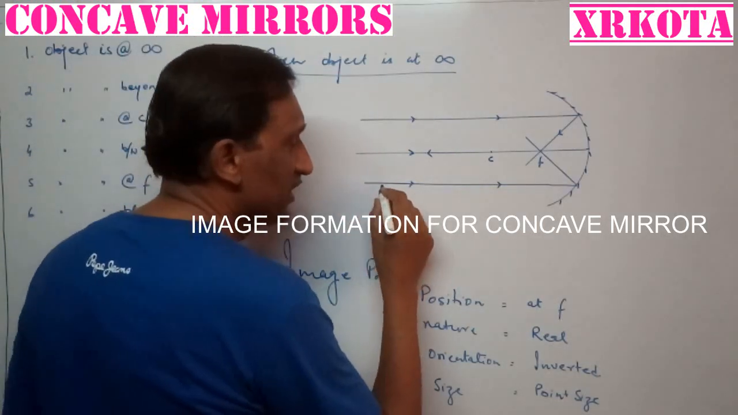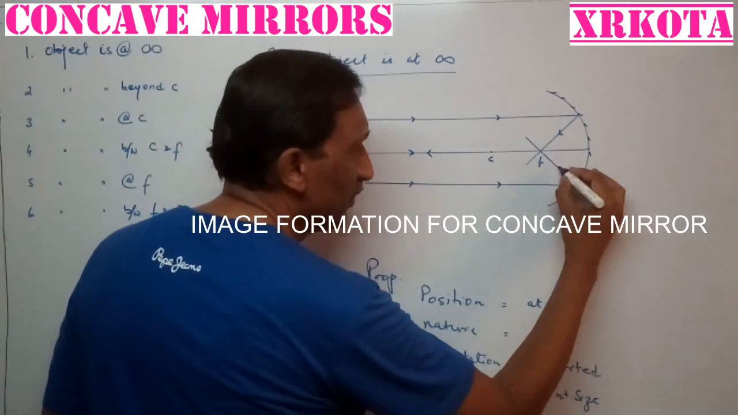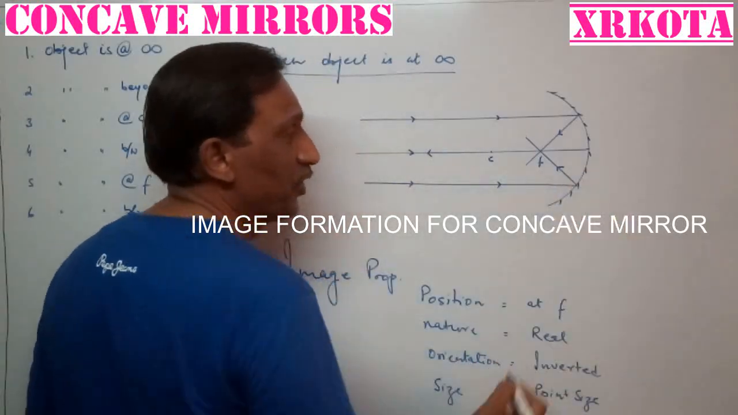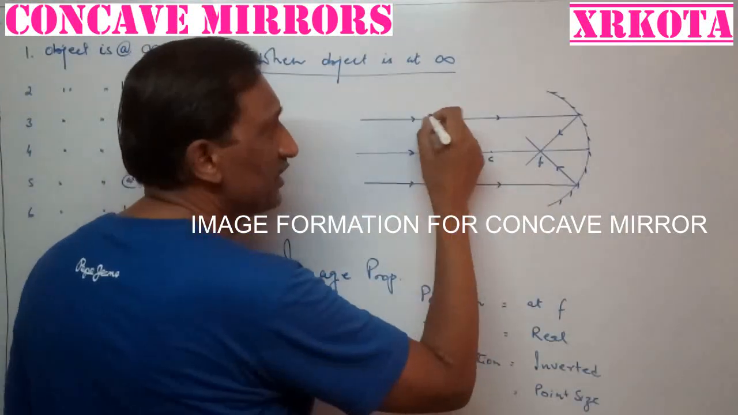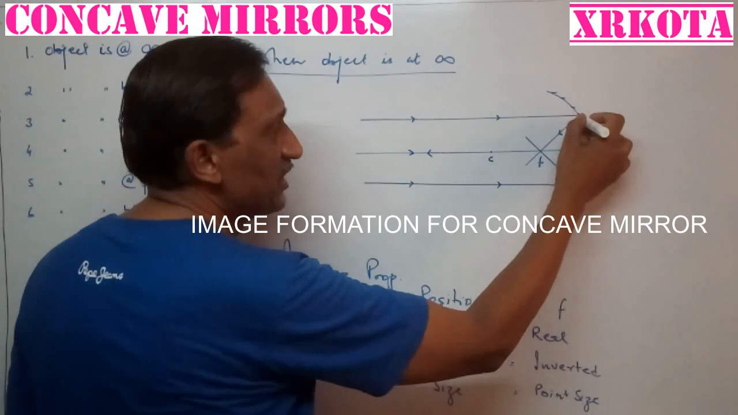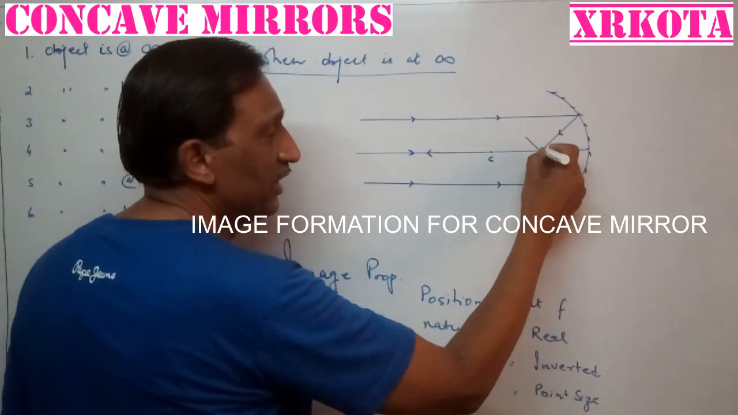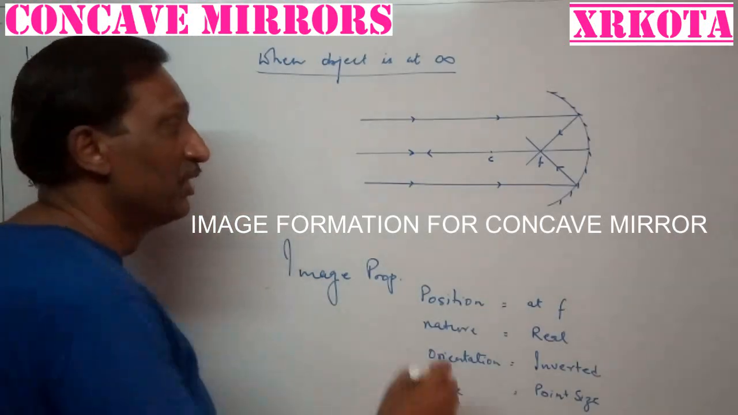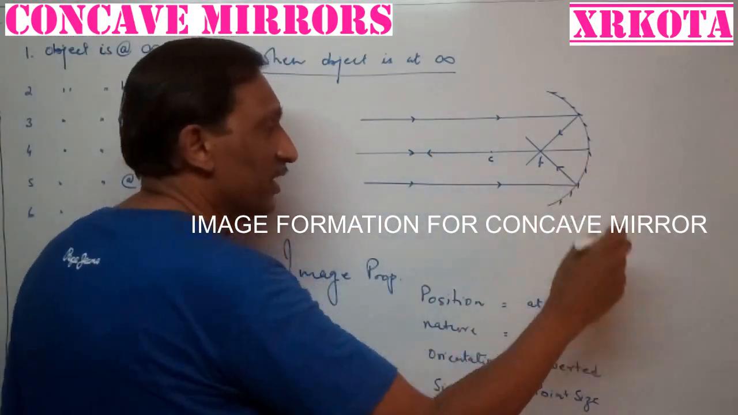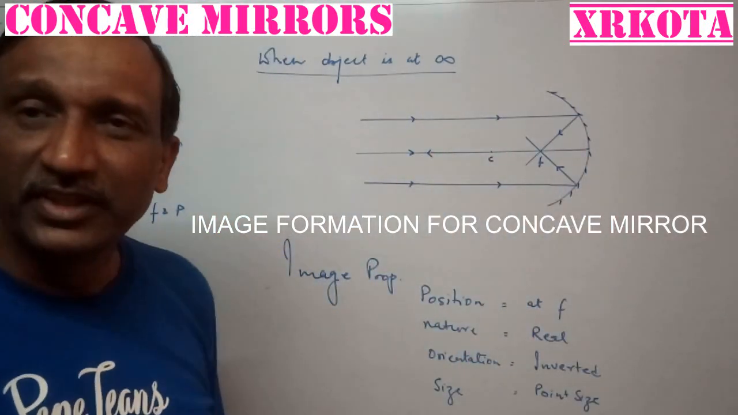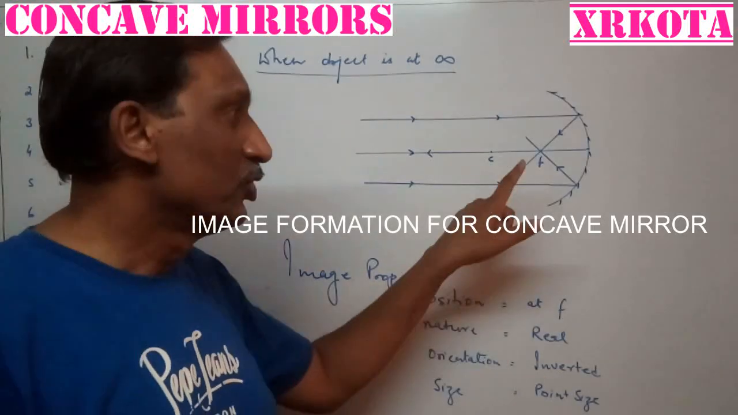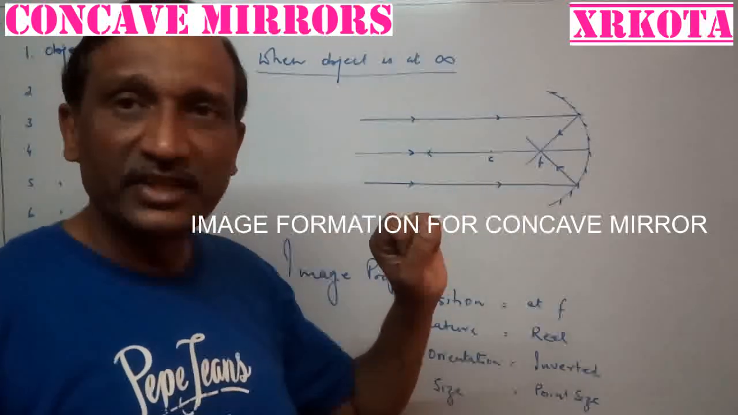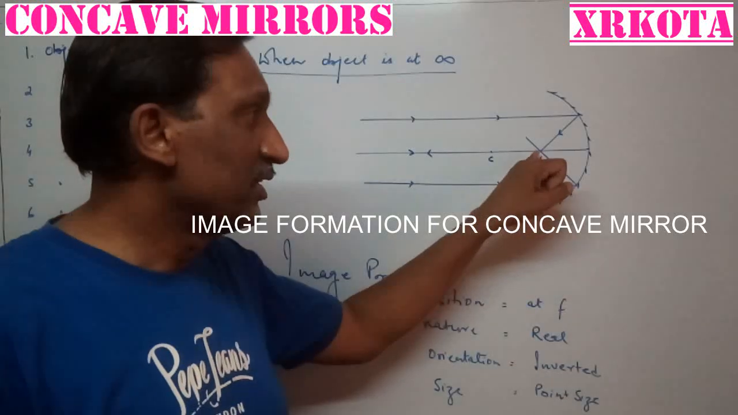Law 1 says that a ray which runs parallel to the principal axis after reflection passes through F here. This ray also, running parallel to the principal axis, passes through F. So the two rays, wherever they intersect, there the image is formed. We can even consider a ray running through C, which will reflect back to C. So all these three rays are intersecting at one point. So here the image is formed.